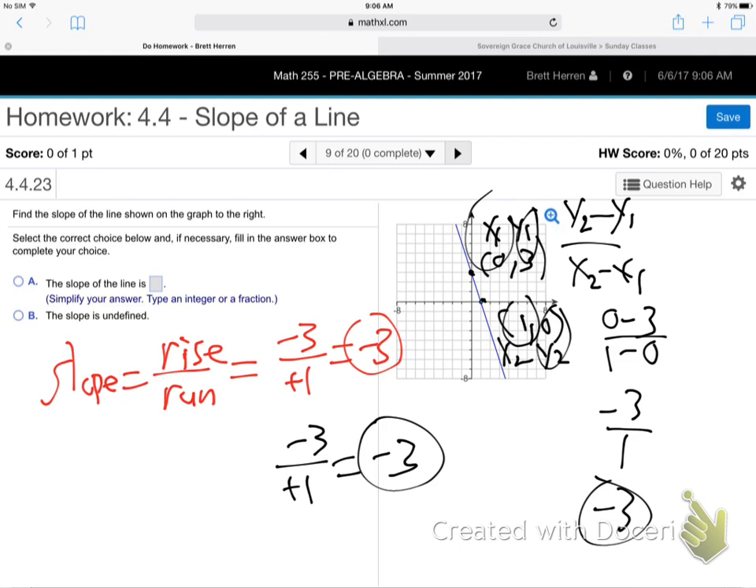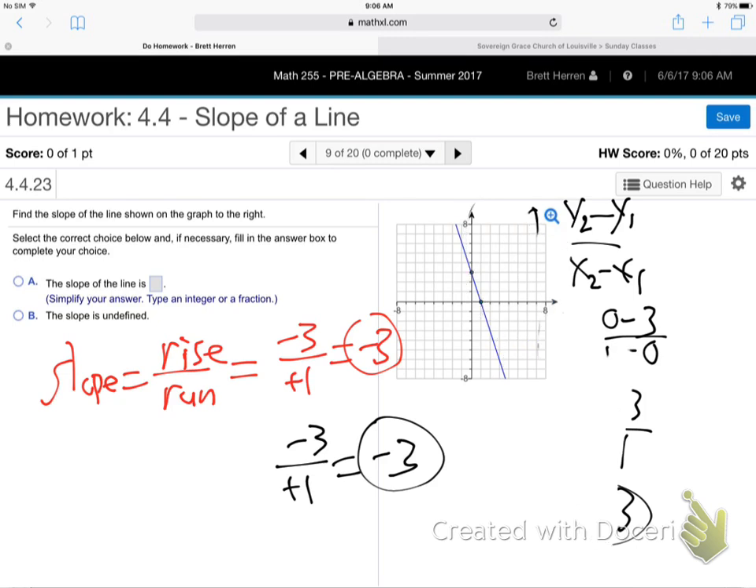But way easier to just count the jumps. Now, 1, 2, 3, over 1. So if they give you an actual graph with dots, just count them. Save you a lot of work. Down 3, over 1. That makes sense? Rise over run.